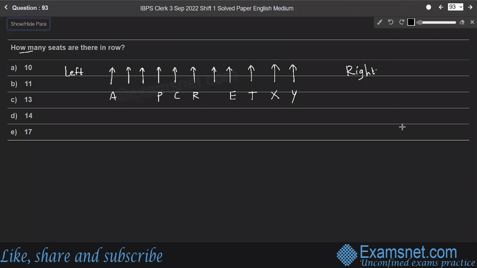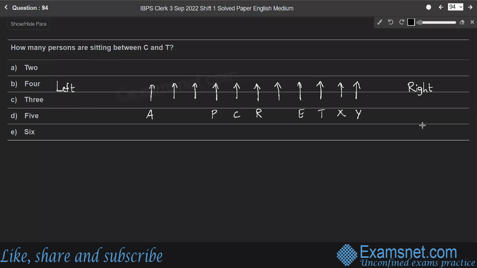Question 93. How many seats are there in the row? So in the given row, there are 1, 2, 3, 4, 5, 6, 7, 8, 9, 10, 11. So 11 seats are there in the row. Therefore, option B is the right answer. Question 94. How many persons are sitting between C and T? So between C and T, there are 3 persons: R, one more person, and E. Therefore, 3 persons are sitting between C and T.